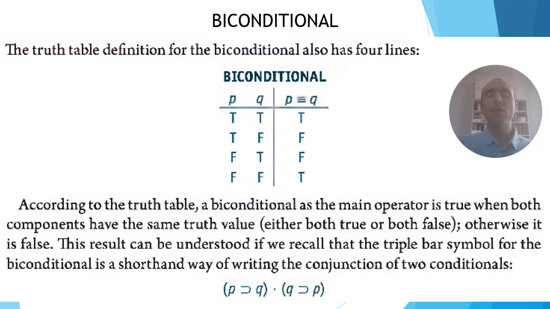In the case of the third row of the truth table of the biconditional, P is false and Q is true. So now let's examine the second conditional. Since Q is true, the antecedent is true, and P is false, that conditional, the second one, is false. And since one of the conjuncts is false, then that conjunction is false, and that is why the third row of the truth table of the biconditional is false.